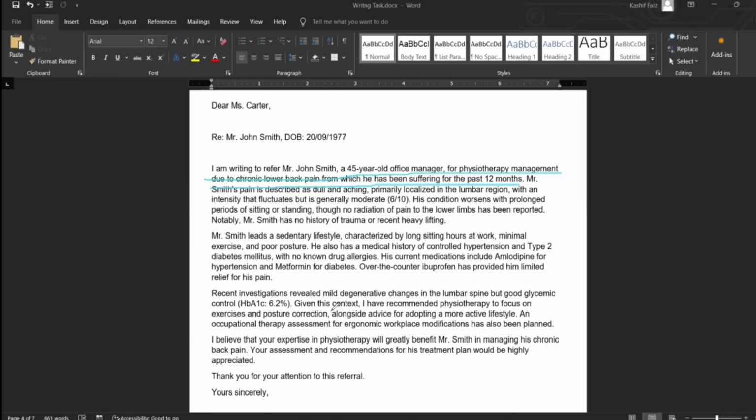Okay, you are not jumping around the information. For example, you have mentioned the pain history here, and again you are mentioning the pain information in the third paragraph. If you're not jumping around, if you're sticking to one thing and following an order, there is no actual hard and fast rule.